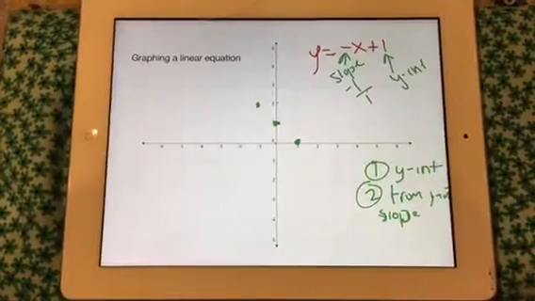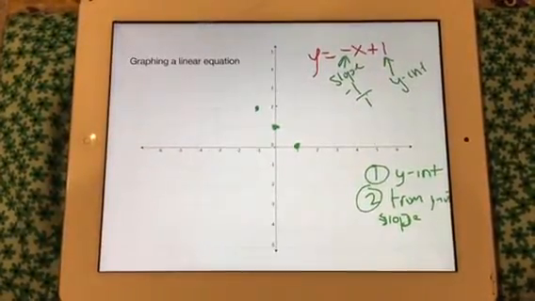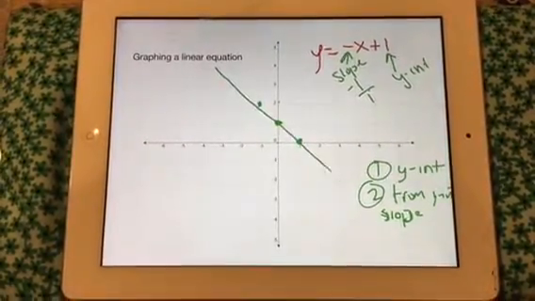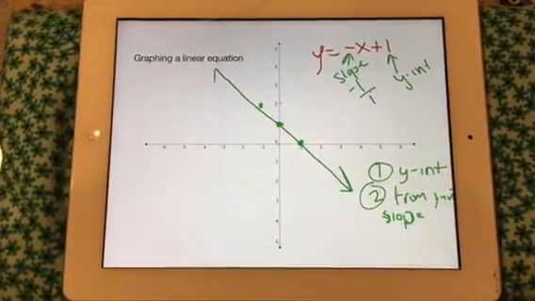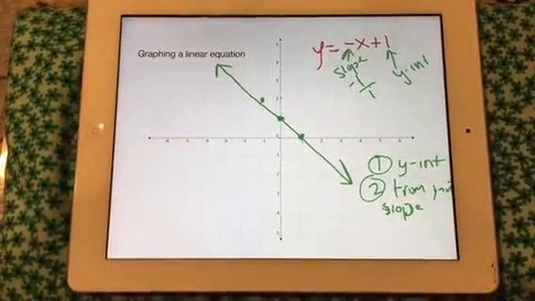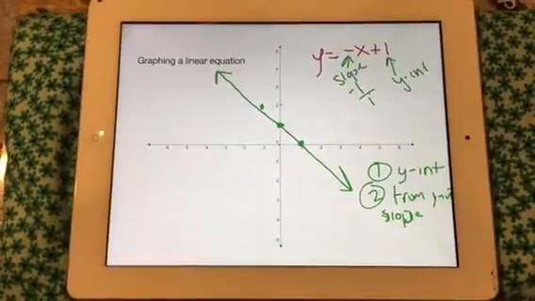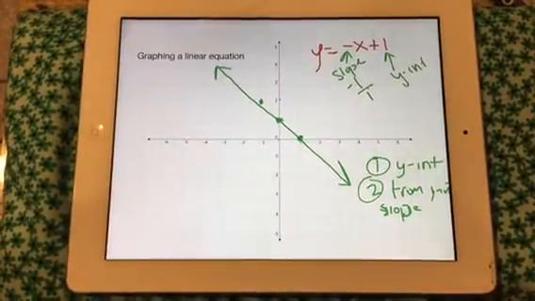I recommend that you have 3 points to graph from, so that way you can create a nice straight line, which that one didn't go through the 1 point. I apologize. But now I have my line, and that's it. Let's look at one more example.